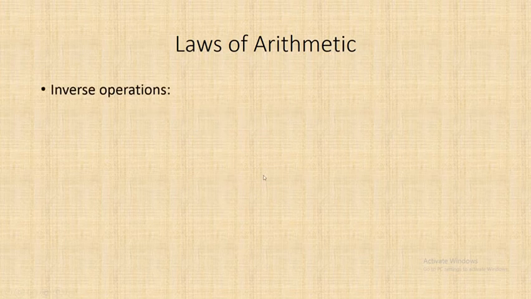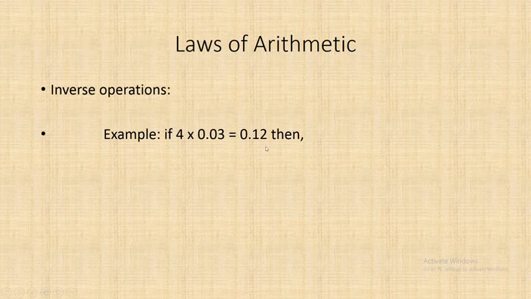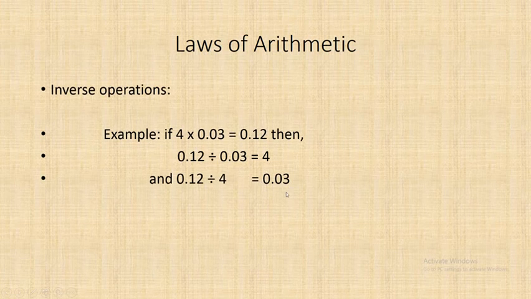Okay, another law of arithmetic here, it's the inverse operations. To understand it, let's have an example. If I have 4 times 0.03 equals 0.12, then I will change it using the inverse operation. If I change it to make it 0.12 divided by 0.03, of course the answer is going to be equal to 4. So 0.12 divided by 0.03, the answer is 4. Okay, what do you think about 0.12 divided by 4? Exactly, it's going to be equal to 0.03.